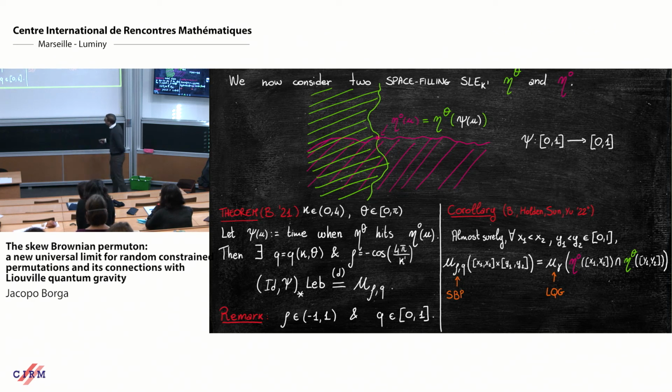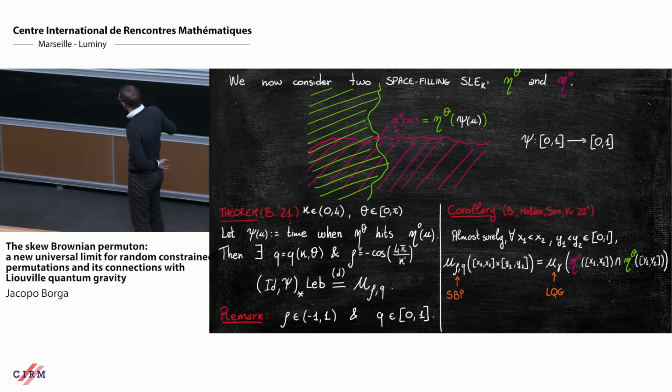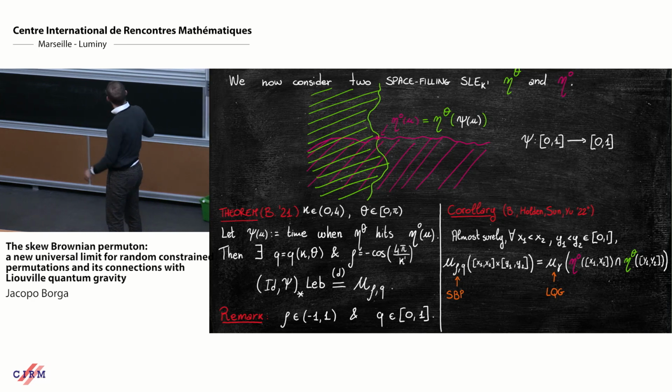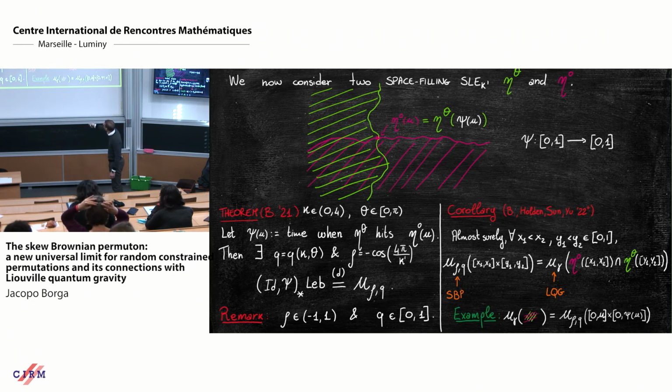The second interpretation of this result is a corollary that we obtained in a work in progress with Nina Holden, Xin Sun, and Pu Yu. And it's saying the following. Almost surely, however you fix x1 smaller than x2 and y1 smaller than y2, if you measure with the skew Brownian permuton the box with sides x1, x2 and y1, y2, it's exactly the same as measuring with the Liouville quantum gravity the intersection of two things. For example, if I want to measure this area, I just need to take the skew Brownian permuton and measure this box. Okay? So this is the result.